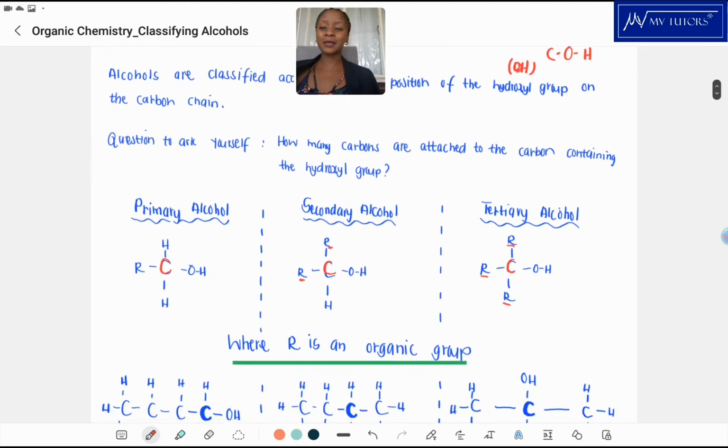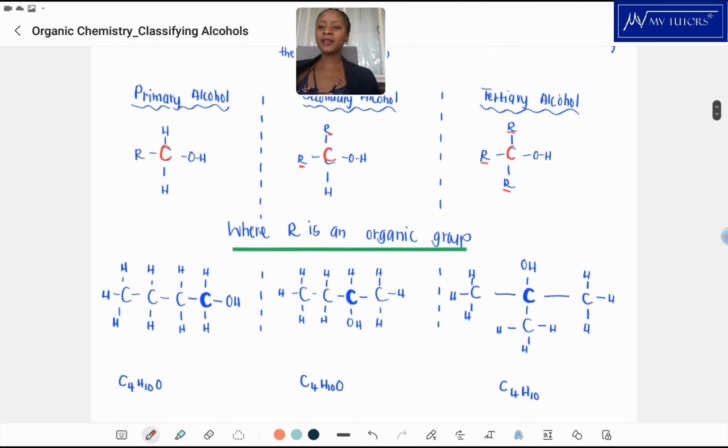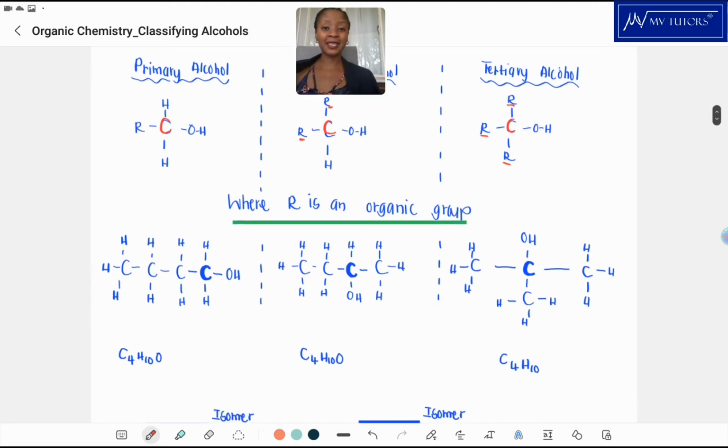So let's just look at some examples. I have here butanol. I have 4 carbons, and there are 10 hydrogen atoms and 1 oxygen atom. So they have the same molecular formula. These are isomers that I have selected just to show you, again, how to differentiate between primary, secondary, and tertiary alcohols. So firstly, you go and locate that hydroxyl group.